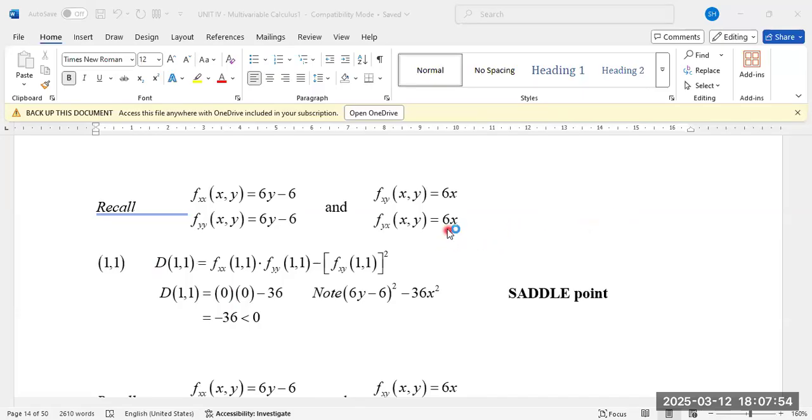But in this case, x is 1, because 6 times 1 is 6. So we have 6 squared. So 0 times 0 is 0 minus, you notice the negative sign is outside, and then I'm going to square positive 6. I'm going to get 36. So all of this now becomes negative 36. The mere fact that it is negative means saddle point. I don't have to check anything about f of xx. Once D works out to be negative, boom, saddle point.